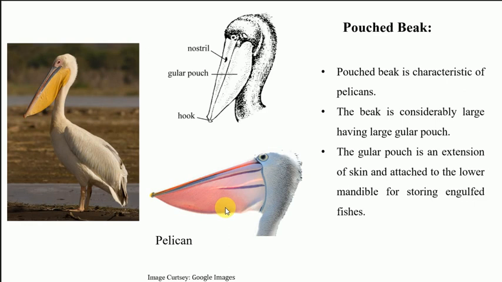Whatever fishes are engulfed are temporarily stored in this gular pouch. As they are provided with such a mandibular pouch, this beak is known as the pouched beak, which is a characteristic of the birds known as pelicans.